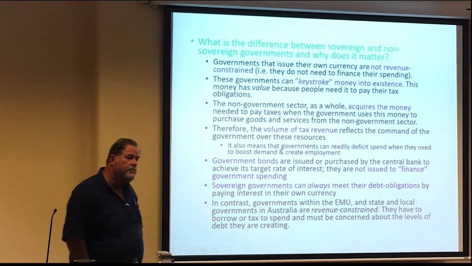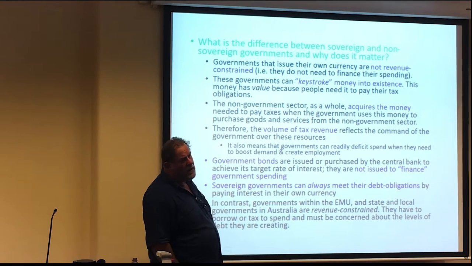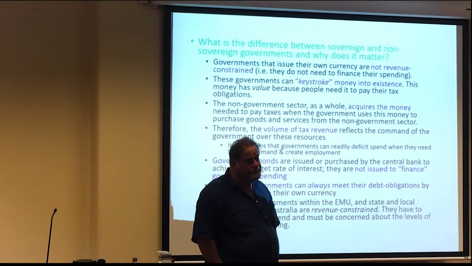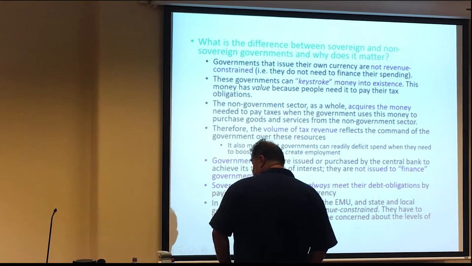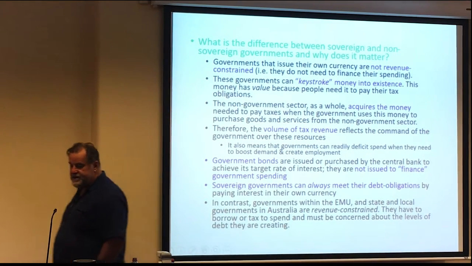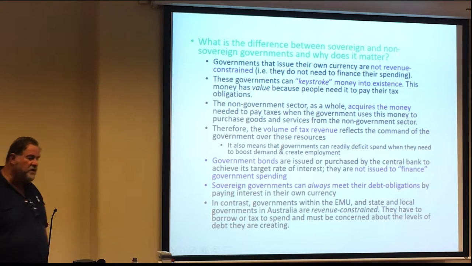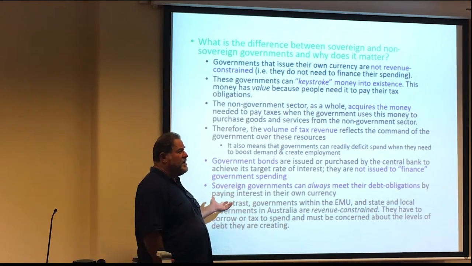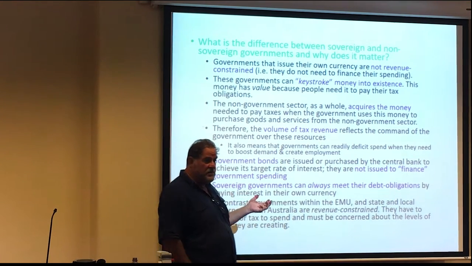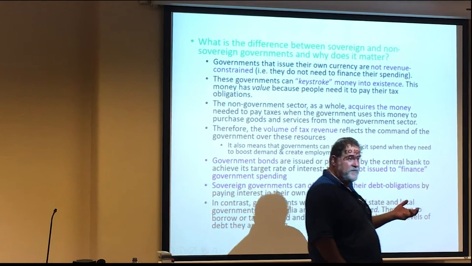James, as a corollary, could we also say that our exchange rate needs to be free floating as well? Very much so, yeah. Sovereignty means that you issue your own currency, a fiat currency, which shouldn't be pegged to other currencies. And, of course, countries within the European Union do not have their own currency.